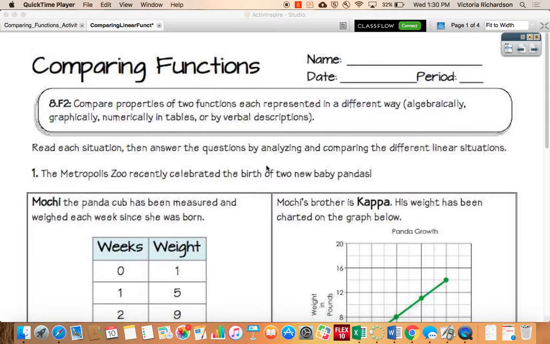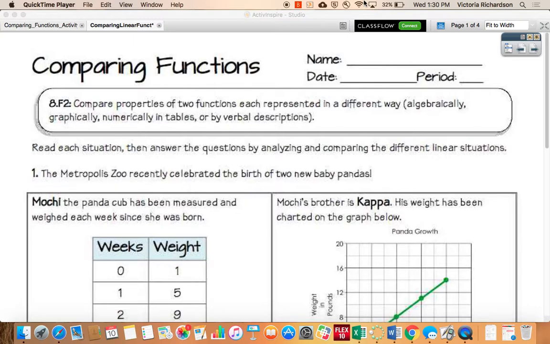But today we're going to talk about comparing functions, and specifically we're going to look at functions that are represented in different ways. We've done this before. We did it last semester, so today is a review of what you have already done. So it says, read each situation and then answer the questions by analyzing and comparing the different linear situations.